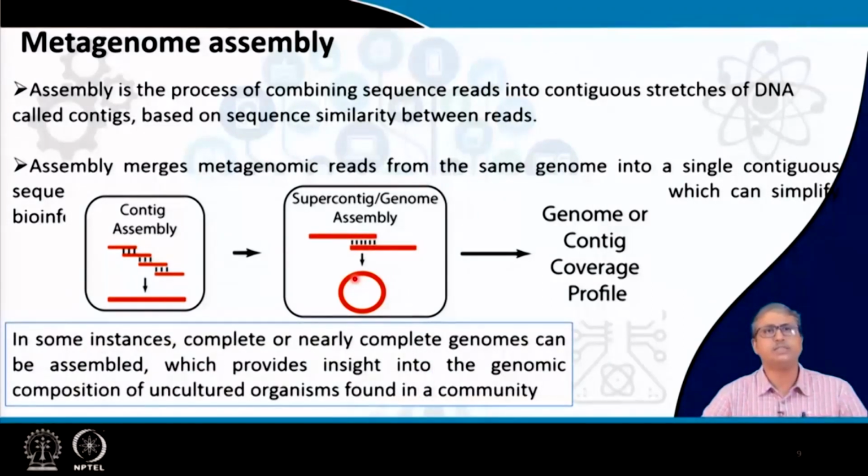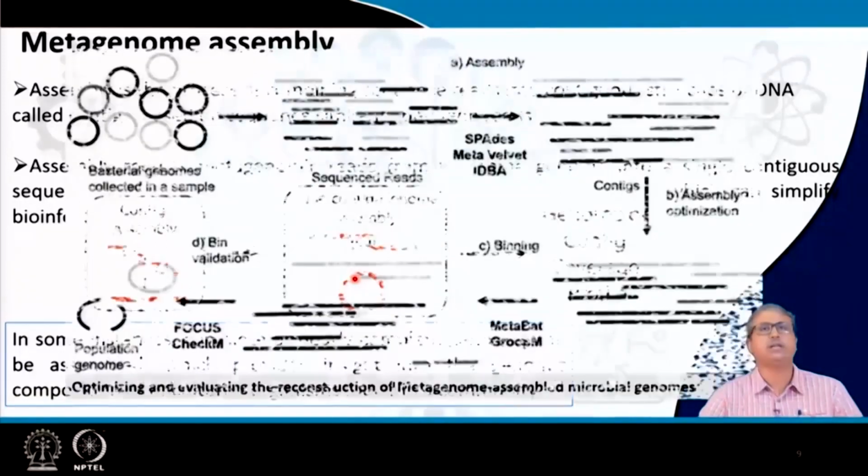Now, in some instances complete or nearly complete genomes can be assembled, which provides insight into the genomic composition of uncultured organisms, because otherwise these organisms are not possible to be cultured. So, we do not get their genomic sequence with us. It is only the metagenome analysis which helps us to get the genome even if the organism is uncultured.